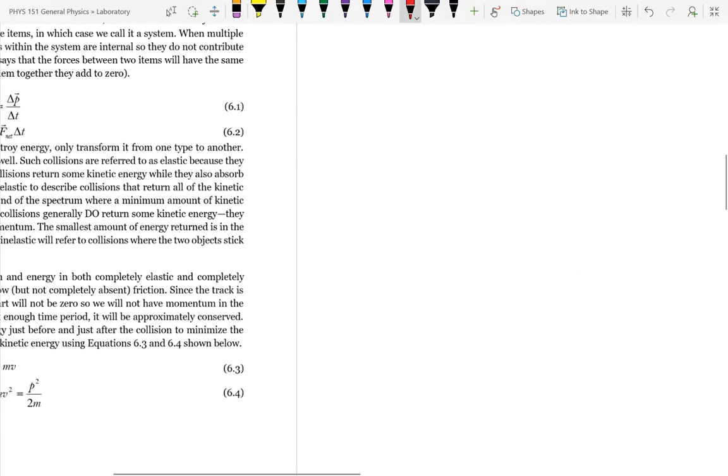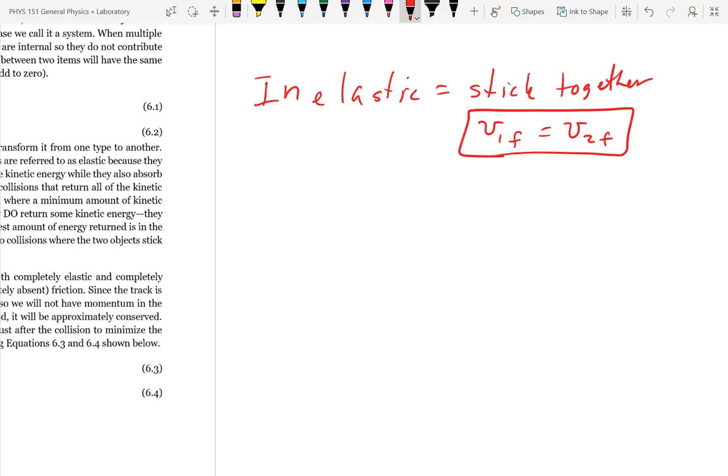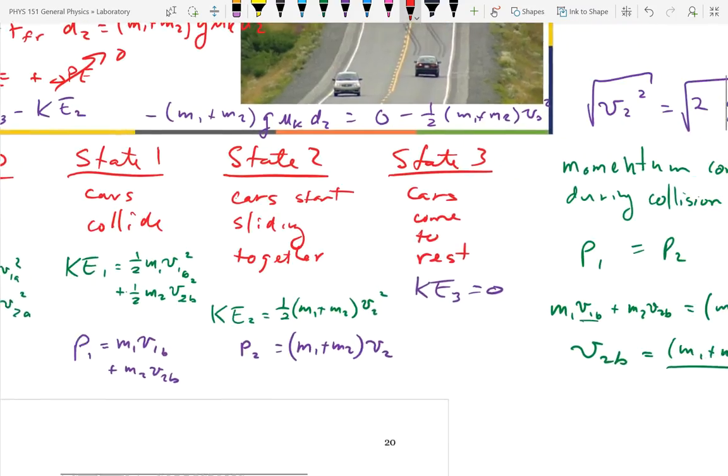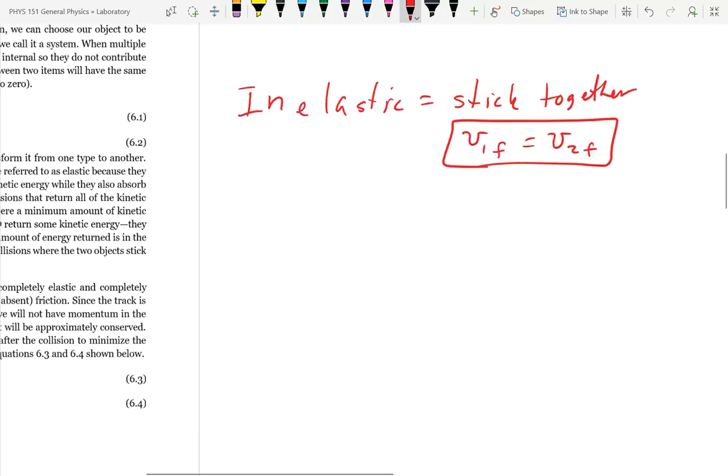And if the collisions are inelastic, when we say inelastic in general physics, what do we really mean by those words? They stick together. We mean completely inelastic. They stick together. So that means V1 final equals V2 final. So we have a math equation for an inelastic collision. It's so easy, I usually don't write it. I didn't write that equation in my work here. I just said mass 1 plus mass 2, V2, because it had the same final speed. So that's our condition for inelastic.